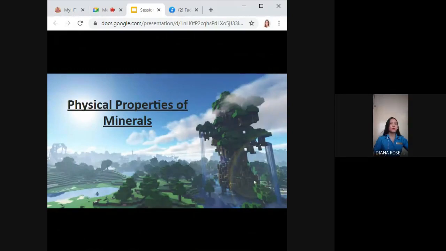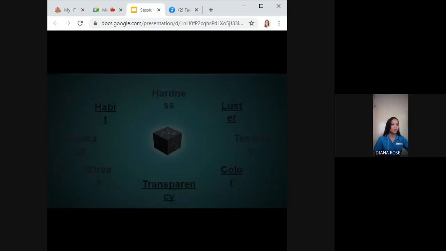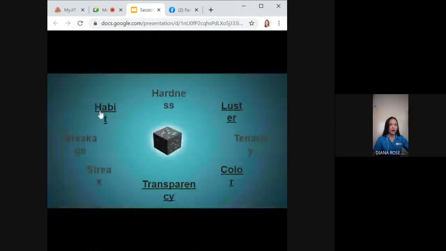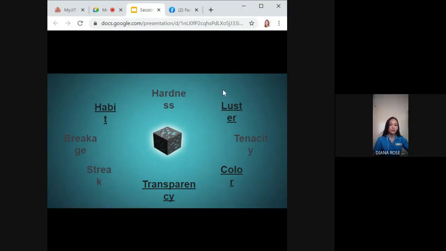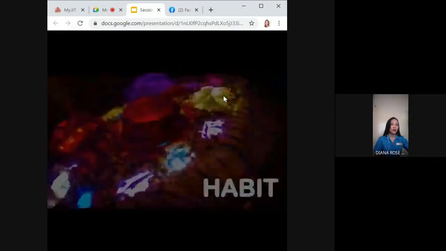So, physical properties of minerals. Minerals have distinguishing physical properties that in most cases can be used to determine the identity of the mineral. Among the properties we will discuss are habit first, and then breakage, streak, transparency, color, tenacity, and luster. So we have here the habit.